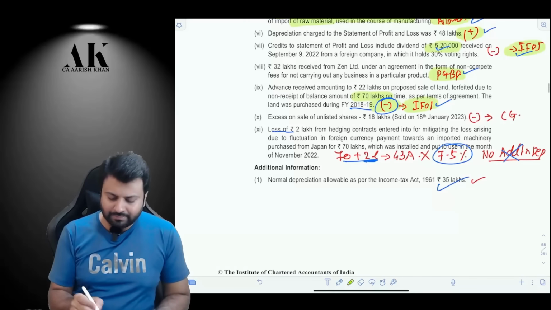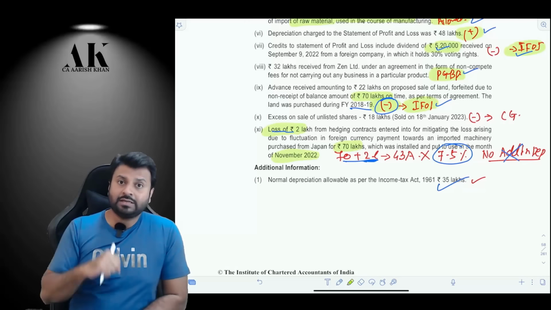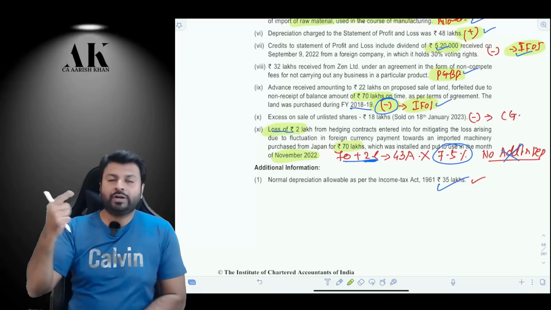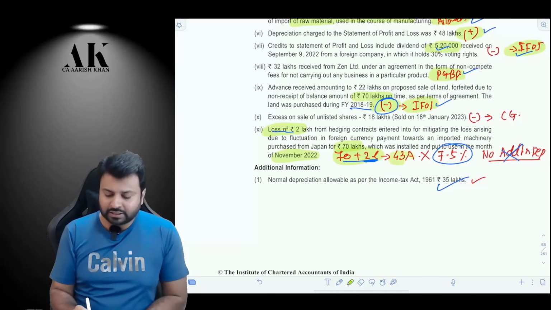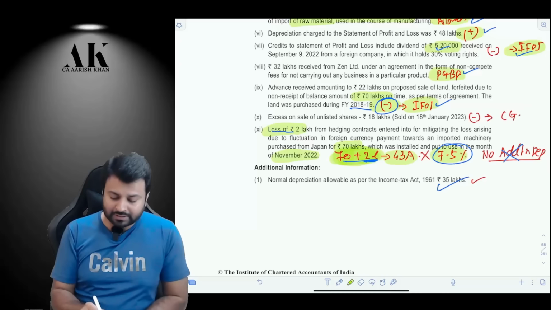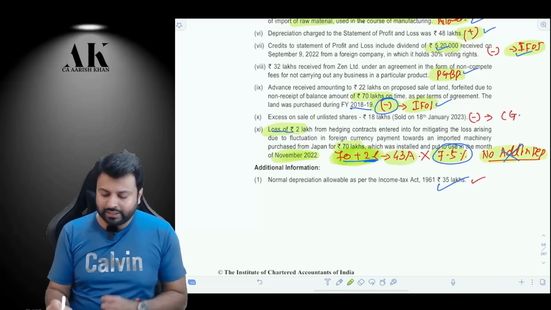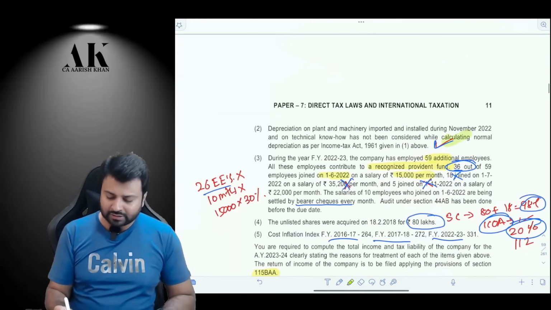Next, you have purchased some machinery of 70 lakhs and you have put it to use in the month of November. And there is also a loss of foreign currency on that machinery. That machinery is imported. So if there is an imported asset on which there is a foreign currency loss, that has to be adjusted in the block of asset as per section 43A. So 70 lakhs is the cost of machinery, 2 lakhs is the exchange loss, and therefore the cost will become 72 lakhs. On that, you will take 50% of the depreciation, 7.5%, because the machinery is put to use in the month of November, and no additional depreciation will be allowed. Depreciation as per the normal provision will come to 35 lakhs, and then the next one is just an information.